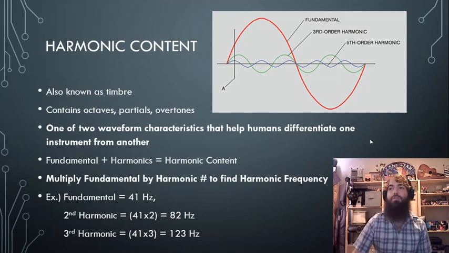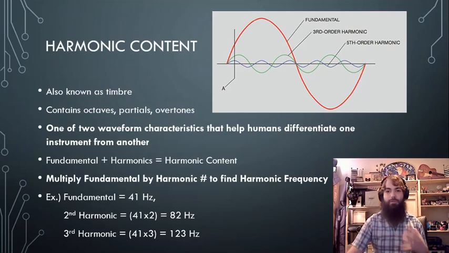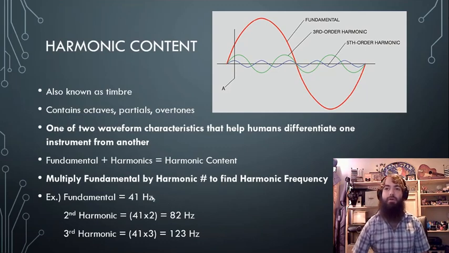One thing you need to know, especially for the quizzes, is that harmonic content is one of two waveform characteristics that help humans differentiate one instrument from another. The reason is that even though it's in relation to the fundamental as far as our math goes, every instrument is going to have a different harmonic content based on what amplitude these harmonics are going to be at.